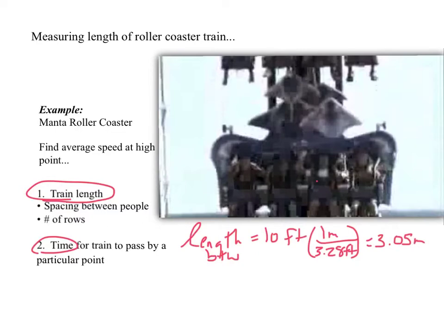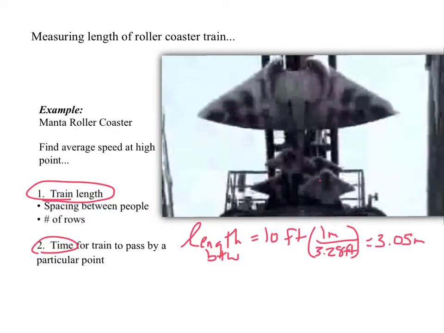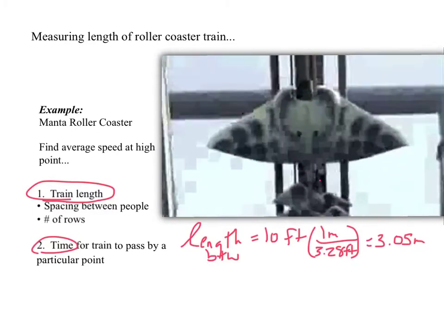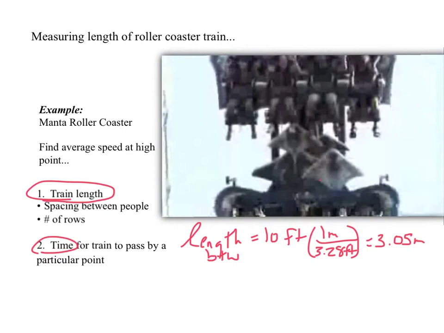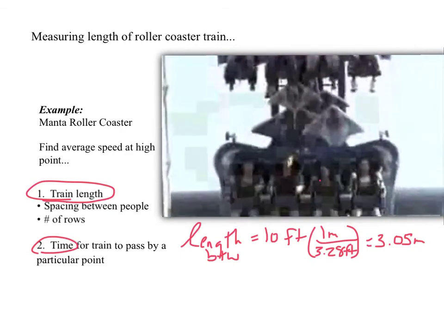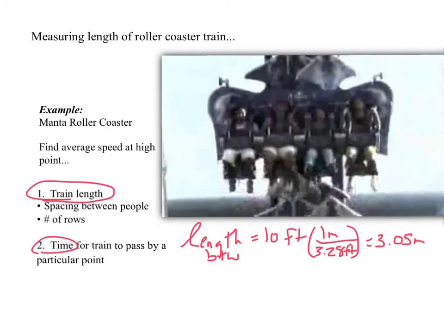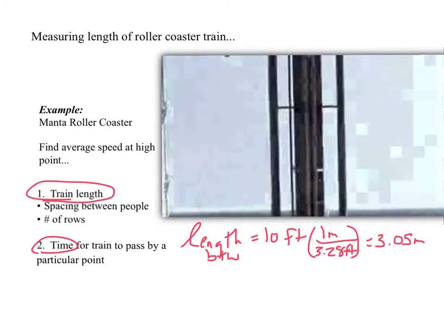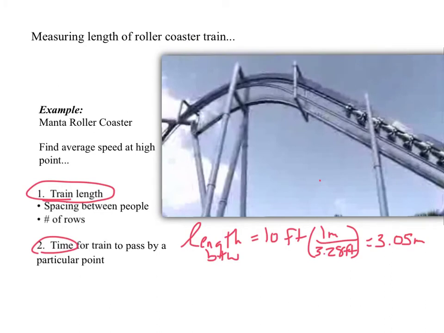Okay, now we want to figure out how many rows are there. So let's go back to our video again and see if we can figure out the number of rows. 1, 2, 3, 4, 5, 6, 7, 8. Okay, so 8 rows. And if we want to find our velocity, we're going to take the number of rows minus 1, times the spacing between our rows, 3.05 meters, divided by, okay, now we need to find our time.